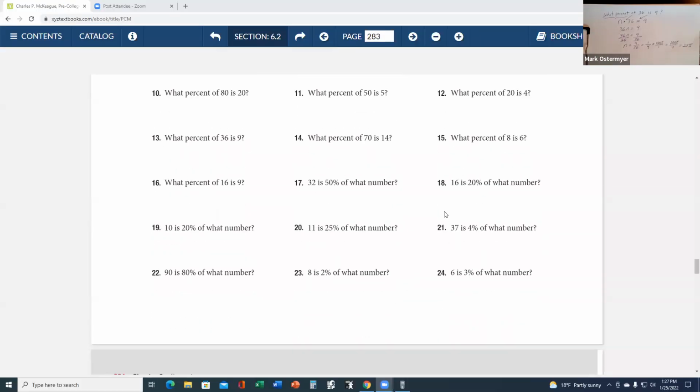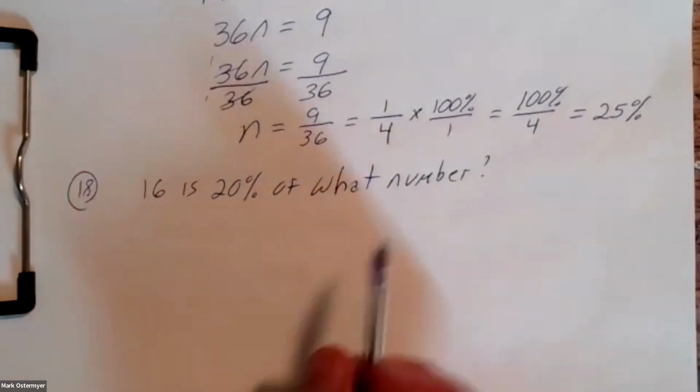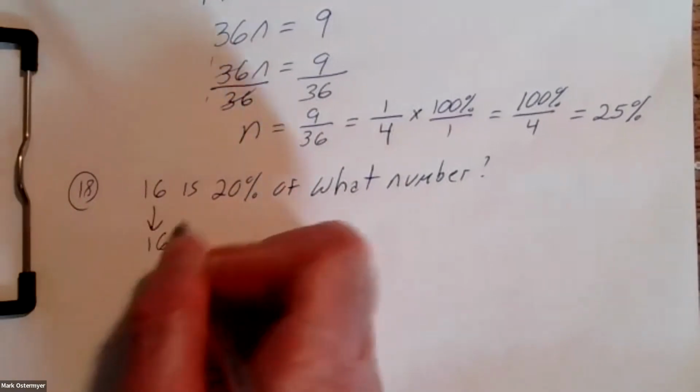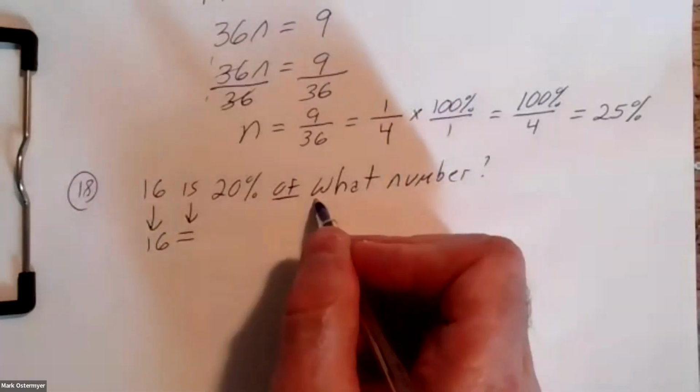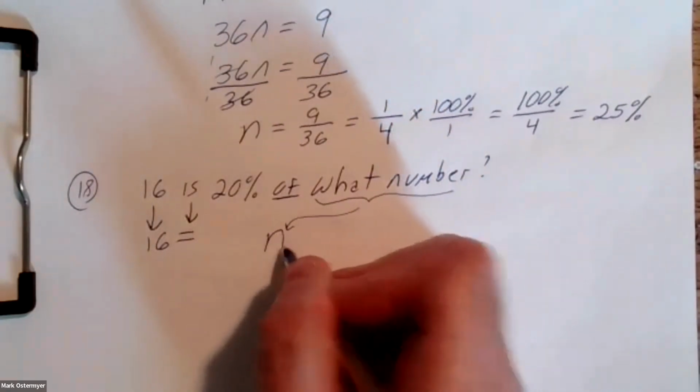All right, now we're going to look at one like number 18. It says 16 is 20% of what number? So let's try to convert this into an equation in order to answer the word problem. 16 is means what symbol? Equals. Equals 20% of what number? By the way, what number means unknown. It's missing, correct? That means like the variable n.